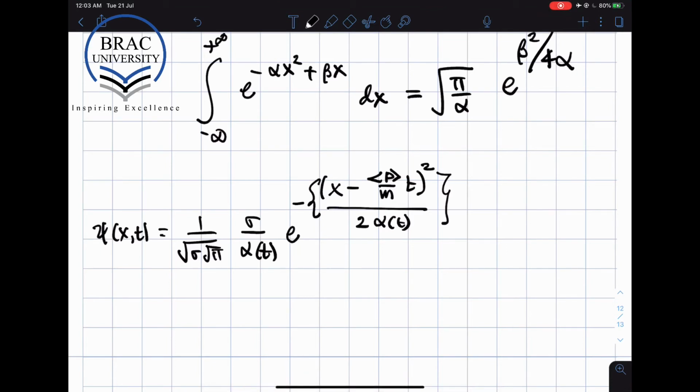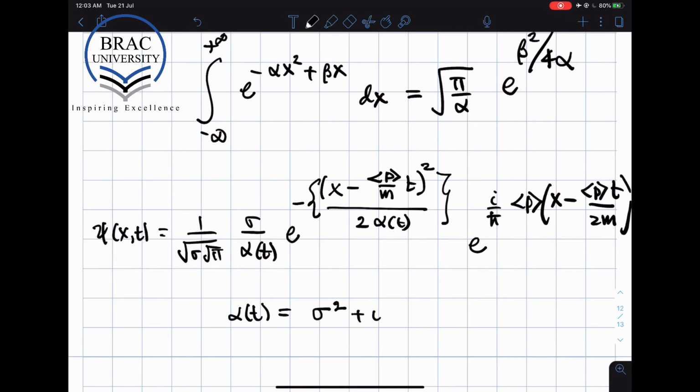And then this is the Gaussian factor, and then we have a phase factor which is i by h bar of p times x minus pt by 2m. Okay? And where alpha of t is given by sigma squared plus i h bar t over m. So this is a complicated looking expression. So let's discuss parts of it.